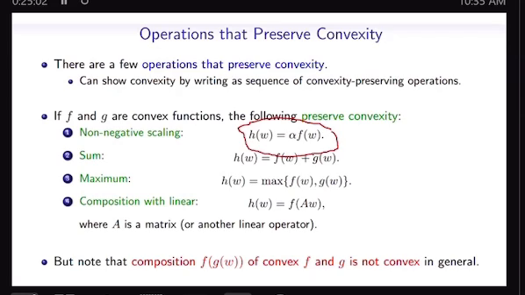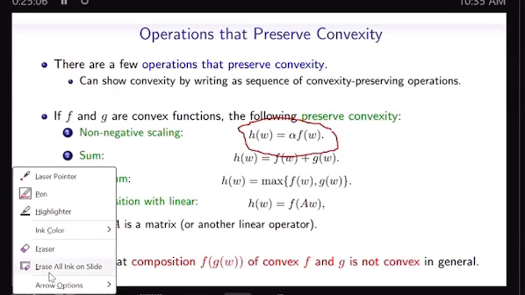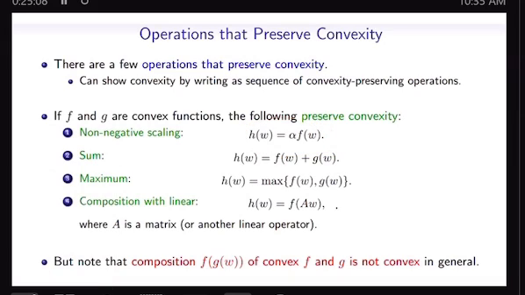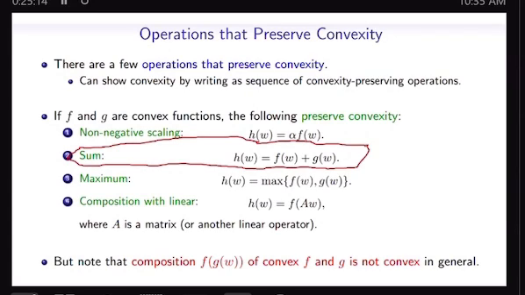Now, if two functions are convex, and I add them up, if you take a look at this, f of w is a convex function, g of w is a convex function, I add them up, then the new function is also going to be convex. We're able to preserve that convexity.